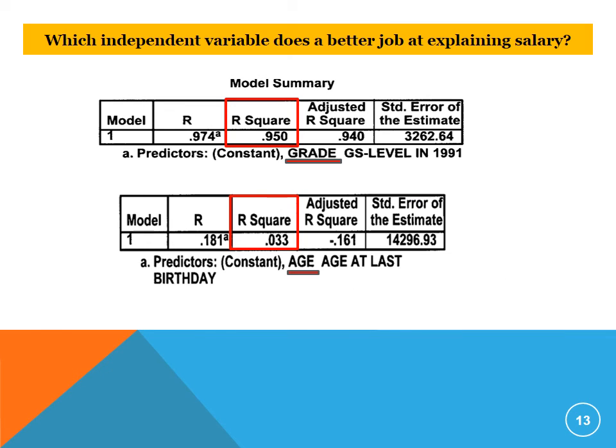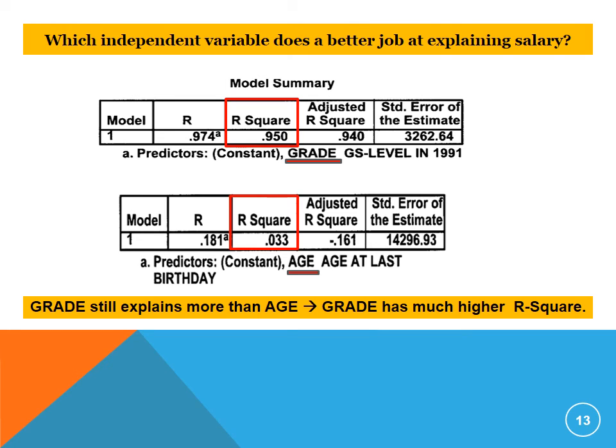All right, so let's look at it again in a different way. This time, we're going to look at the actual R squared. Which independent variable does a better job of explaining salary? This is the same output, but rather than look at the sum of squares table, we're just going to look at the model summary, and at R squared specifically. We can see that R squared is 0.95. That's 95% of the variation in salary is explained by this grade variable, whereas only 3.3% of the variation in salary is explained by this age variable.